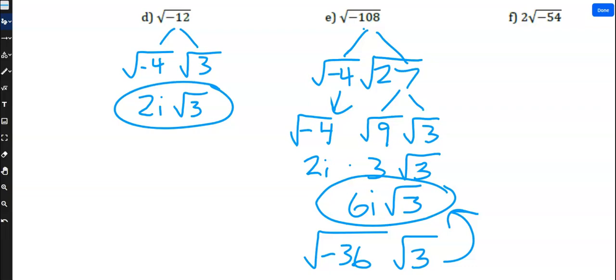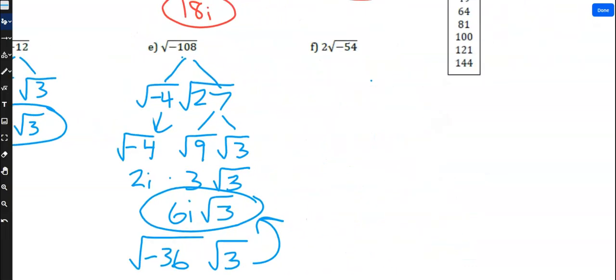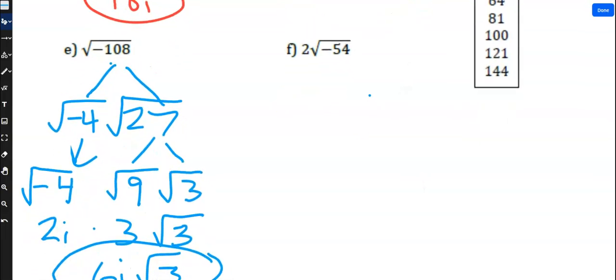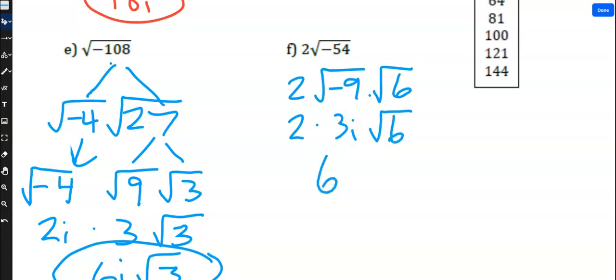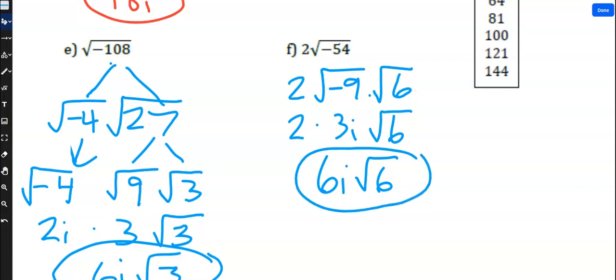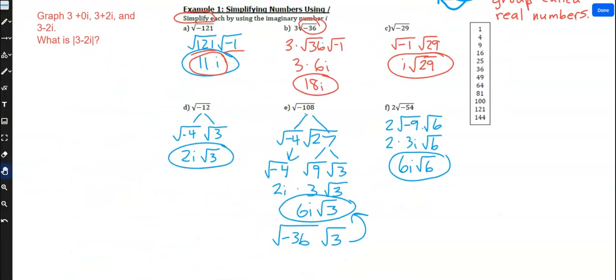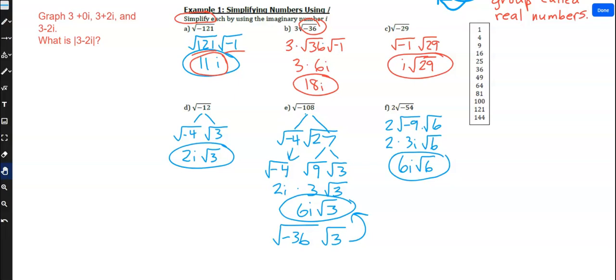So it's always nice if you can pull out the greatest perfect square, but sometimes you just don't think of it right away. Okay, so 2 and -9 with a 6 trapped inside. So let's see here, that's 2 times 3i radical 6, or 6i square root 6. You can always pause these videos and then kind of digest what I've written in case I went too fast. Always digest. Now that's just simplifying radicals.